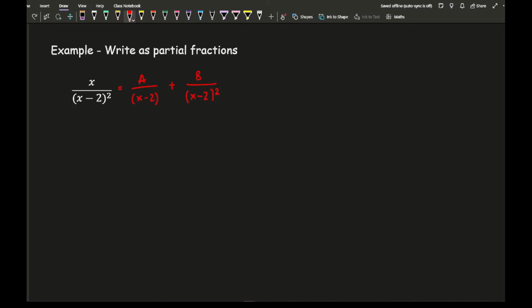Then if we multiply out the denominator, I end up with x equals, and then I've got a over. Now if you're never too sure what cancels out, then just write it out, just like I'm doing here.